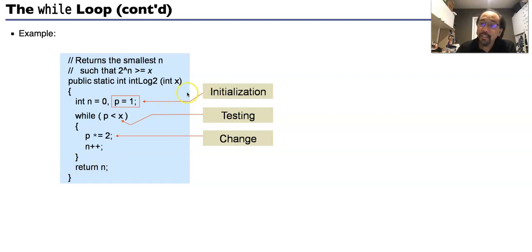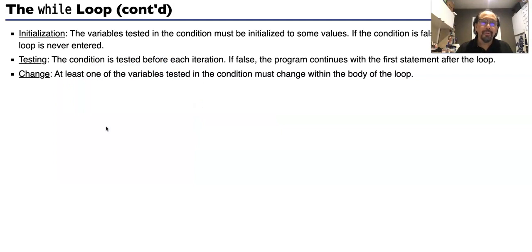Now notice there's this initialization phase where we have to initialize the loop variable. There's this testing phase where we test the condition of looping. And then there's this change phase where we have to change the condition such that at some point we stop looping. If we make a mistake here and don't have it, we end up with an infinite loop because there's nothing that will change the condition and make us stop looping. So again, just remember three pieces: initialize some looping condition, test it, and then change it within the loop.